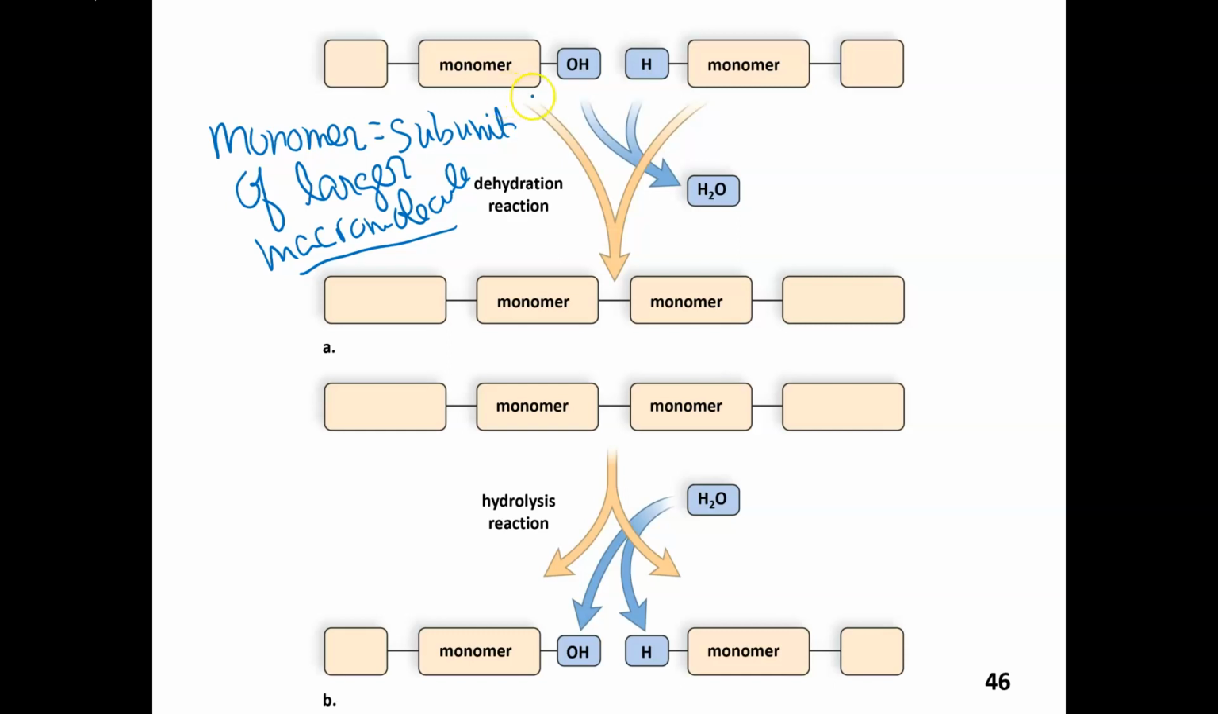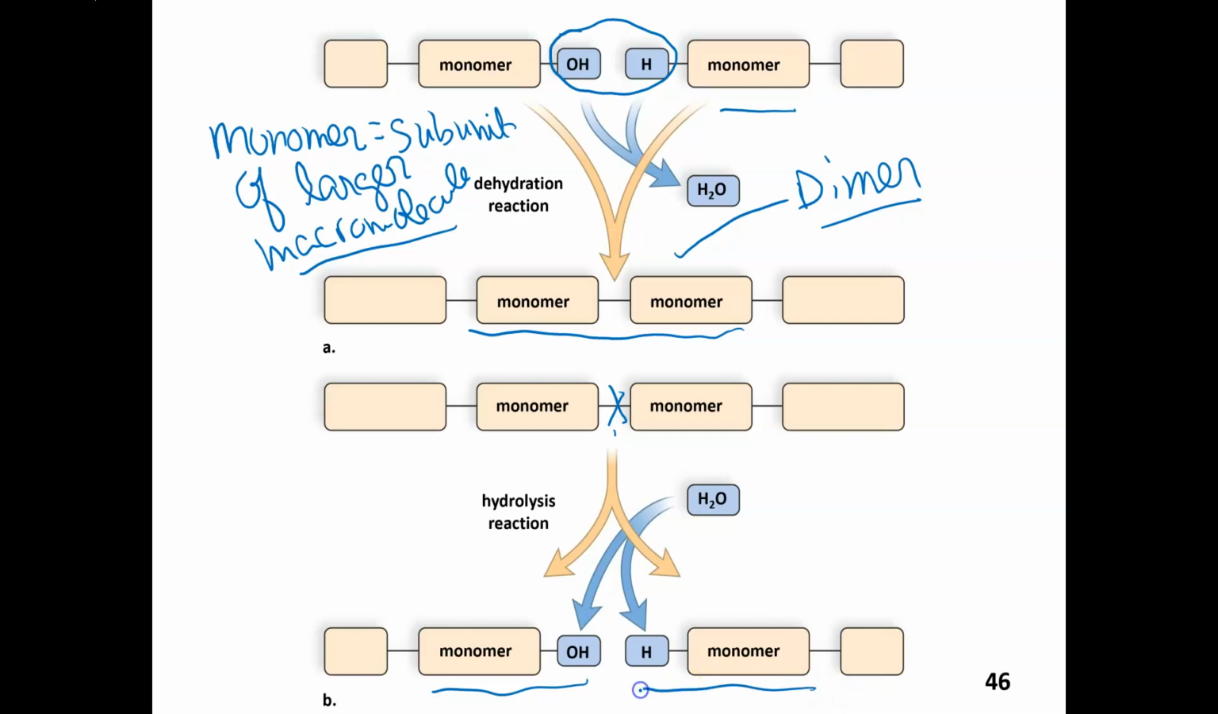So a monomer here and a monomer here come together. We remove this water molecule and we produce this larger molecule, which in this case, since it's just 2 monomers, would be called a dimer. But we produce a larger molecule. In hydrolysis then, we are going to add water. So you see water's coming in, and that water breaks this bond, producing the individual monomers again. That's hydrolysis.